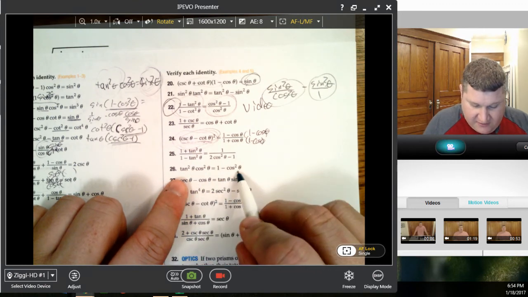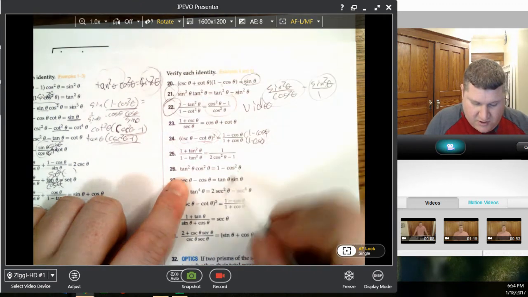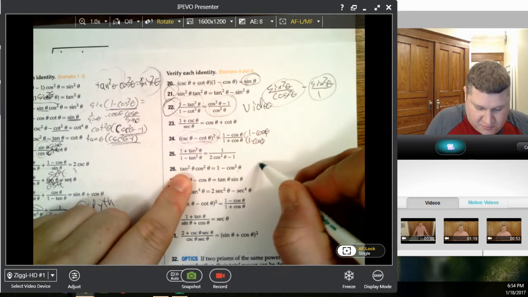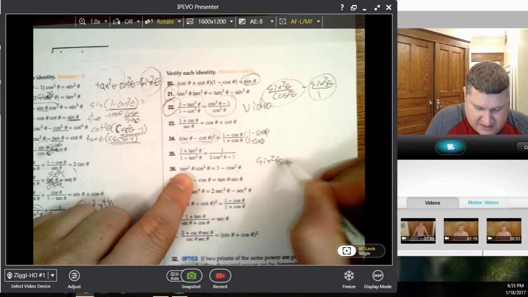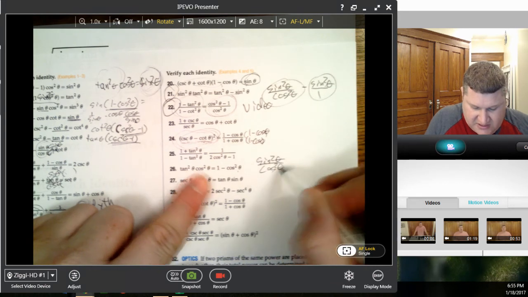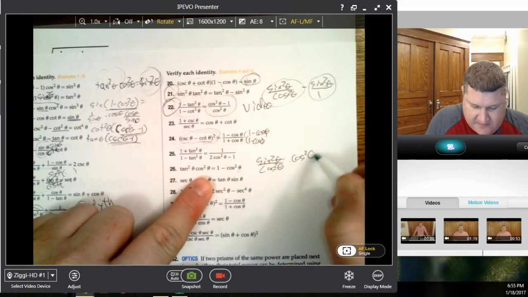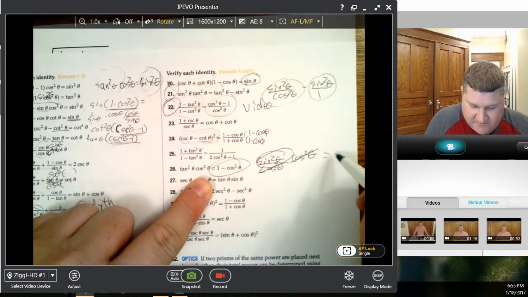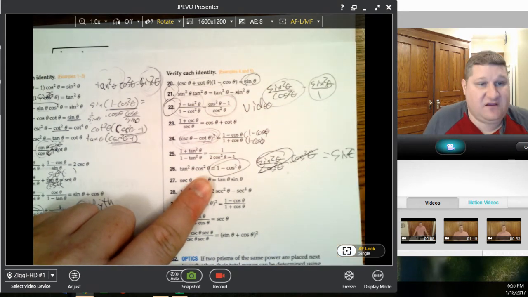Over here, 26. Again, it's going to be very similar to working on 21. Probably going to need to get some common denominator. Actually, this is super easy. I can just say sine squared theta over cosine squared theta times cosine squared theta. Boom, boom, sine squared. Well, wait a minute. What's on the other side? Sine squared. Well, that's an easy one.